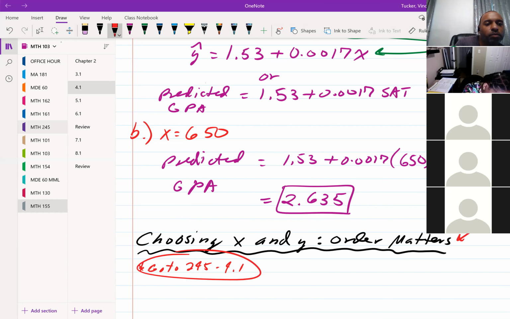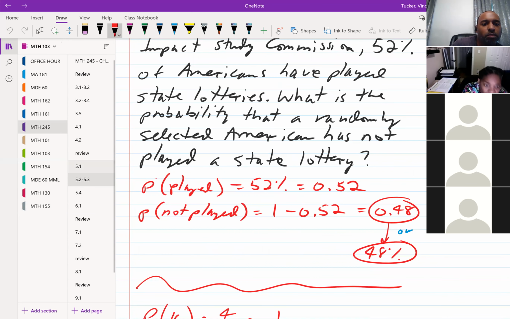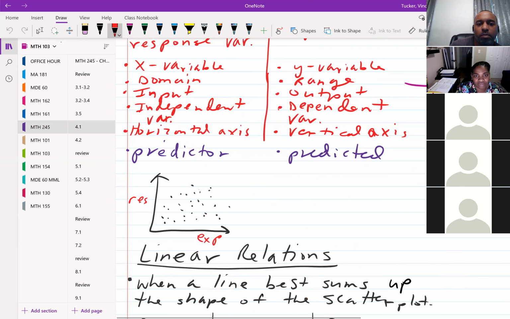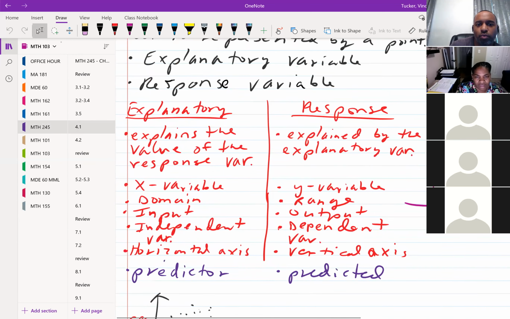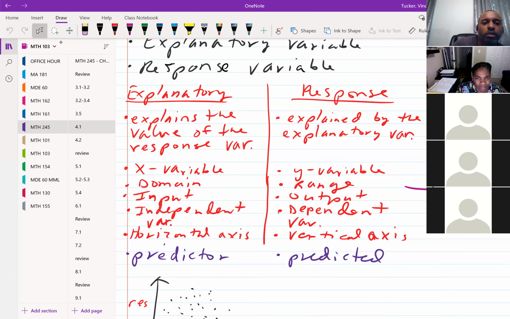All right, so right here, just showing you the differences between the explanatory variable and the response variable. Your explanatory variable, like we were talking about in the last example, will explain the value of your response variable, and then your response variable pretty much responds to it.